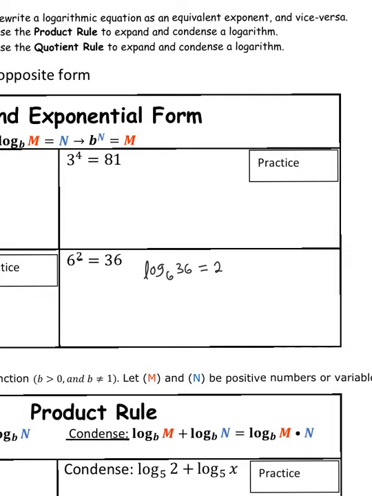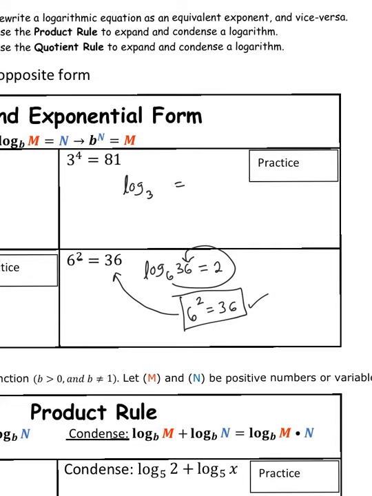If you want to check that you did this correctly, just do the snail and rewrite it into exponential form. So this is going to be 6 squared equals 36, and that matches my original answer, so I know that this is correct. So that's my log form. Go ahead and pause the video and try the one that says practice. What you should have gotten for the practice problem is log, your base is 3, equals my exponent, which is 4, and then 81 goes in the middle. So that would be my log form.